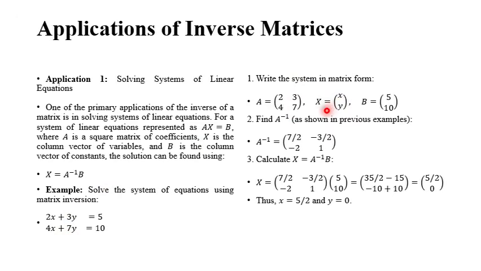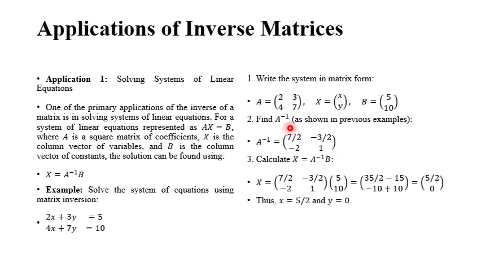Now the unknowns are x and y, and that you've written down. Then b is the solution to this system of linear equations. So there you go, 5 and 10. Now the first thing to do is to find the inverse of this matrix. You can use any method you like. I prefer to use the adjoint method because it is simpler.